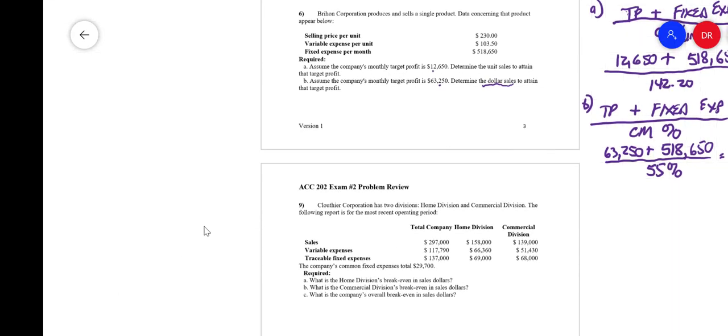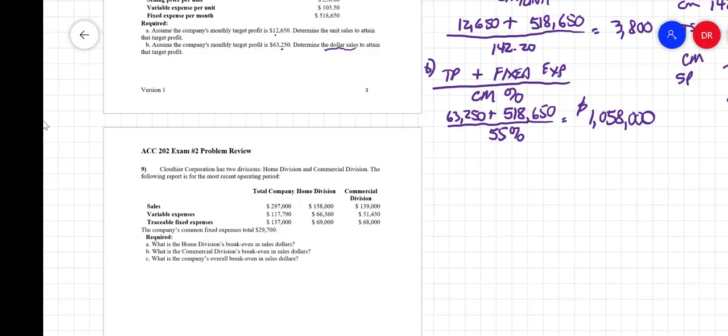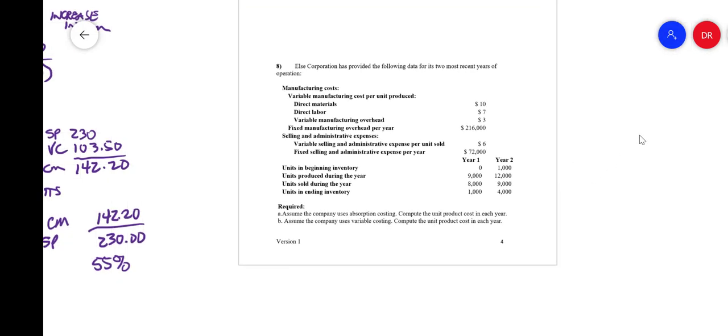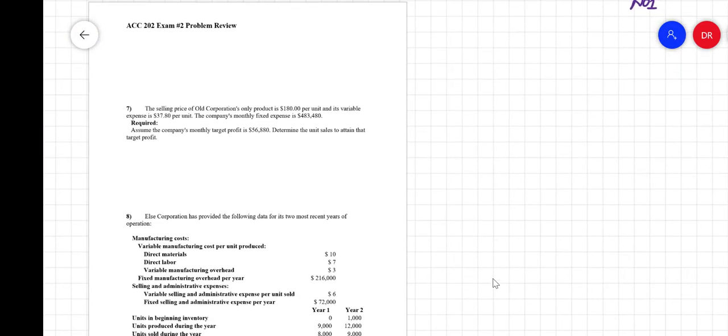Okay, let's go back and take a look at number 7. Number 7 and 8 over here. For number 7, it says that the selling price of Old Corporation's only product is $180 a unit. Its variable expense is $38.70 per unit. The company's monthly fixed expenses are $483,480. Assume the company's monthly target profit is $56,880. Determine the unit sales to attain that target profit.